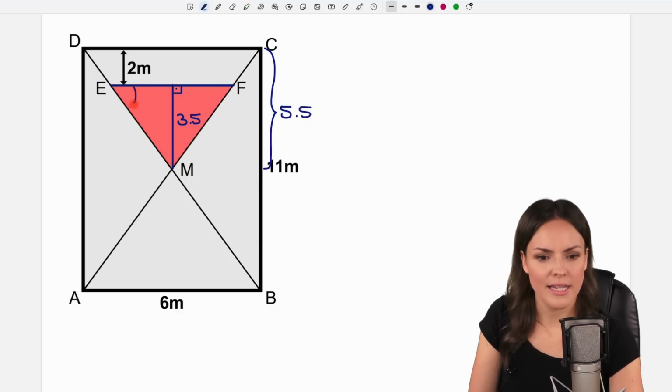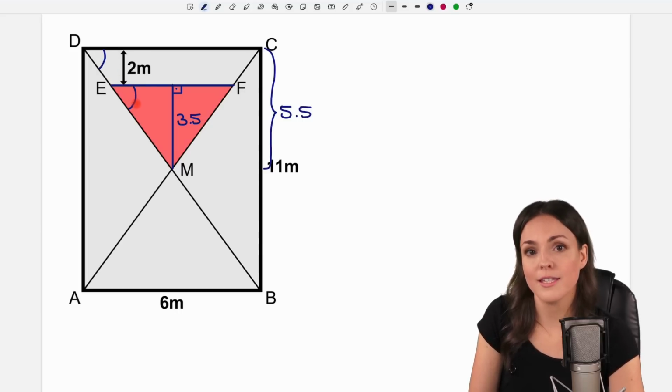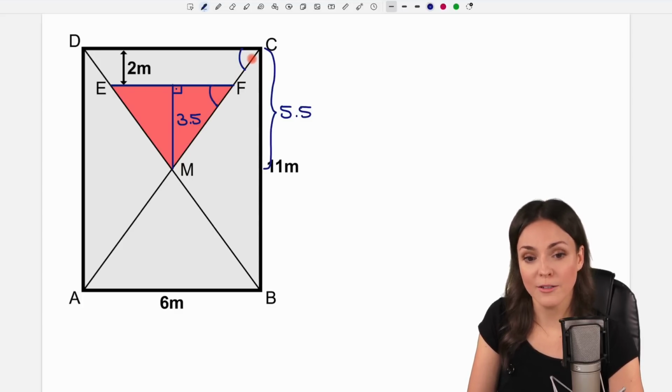Let's take a look at this angle here then and check if this is the same here. Yes, it is, because these two segments are parallel and we have this line here. So these two angles are corresponding angles and they are of the same size. And the same on the other side here. This angle is of the same size as this angle because they are corresponding angles.